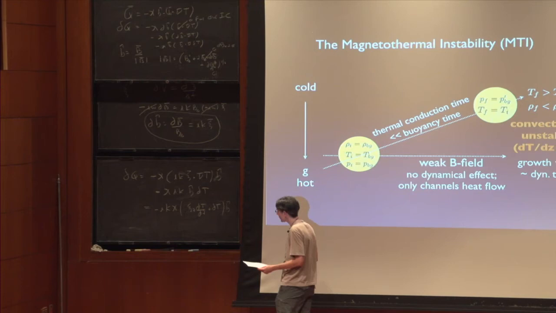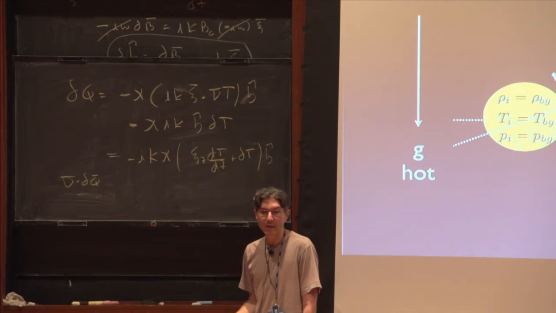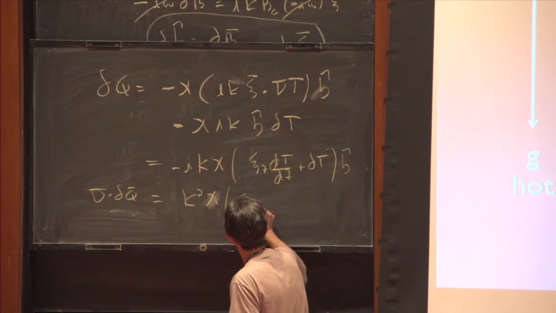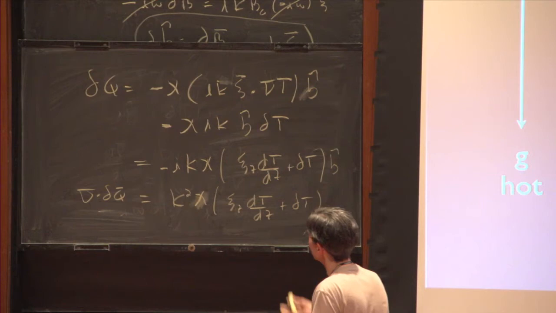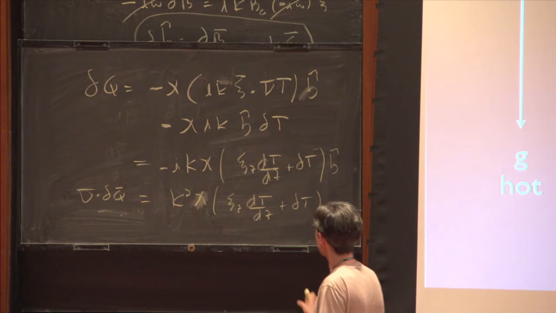And then, if we want to know in the energy equation what is the divergence of delta Q, that just brings down another i k. So that's k squared chi times xi z dT/dz plus delta T. And in particular, you'll notice the perturbed heat flux is in the direction of the background B, so it's actually an x component of the heat flux. All right. So this is the expression for the heat flux.